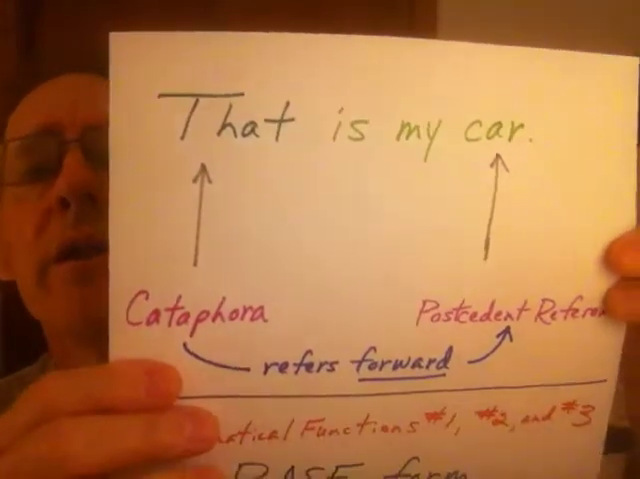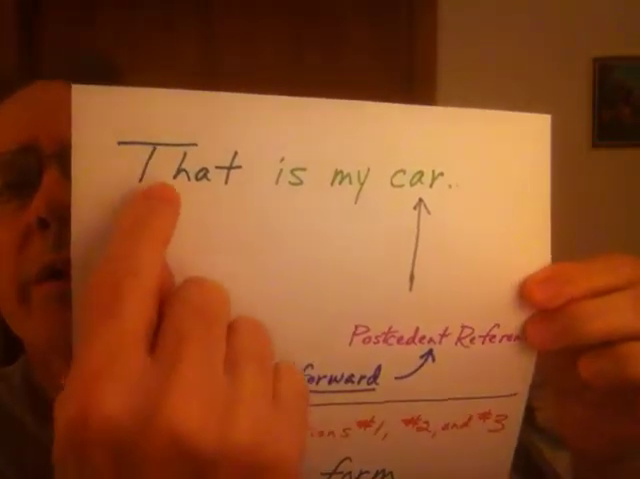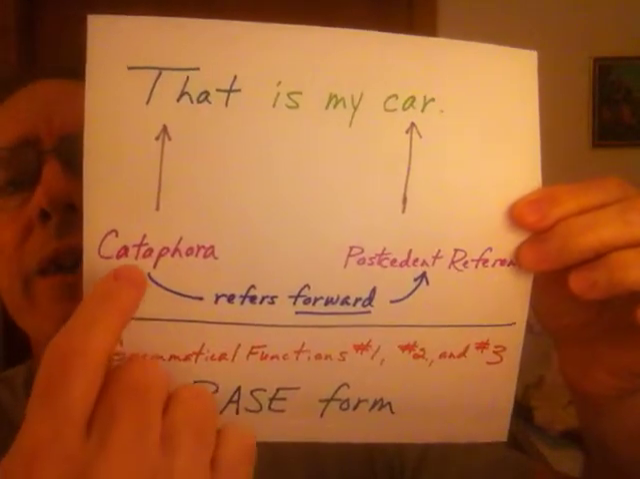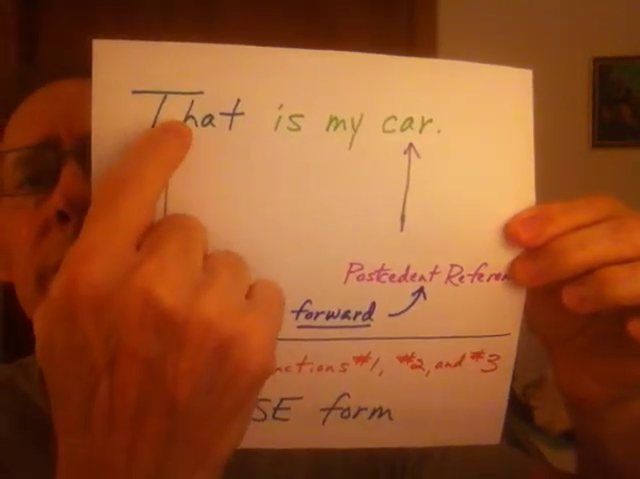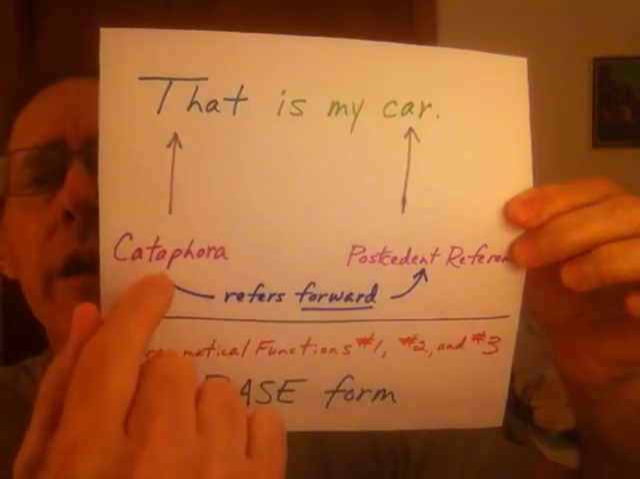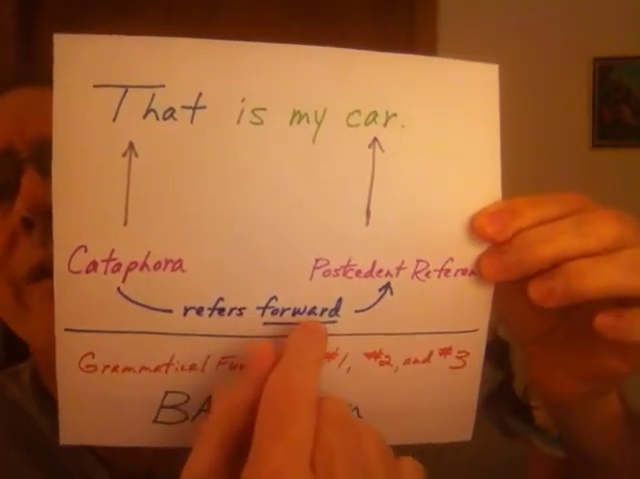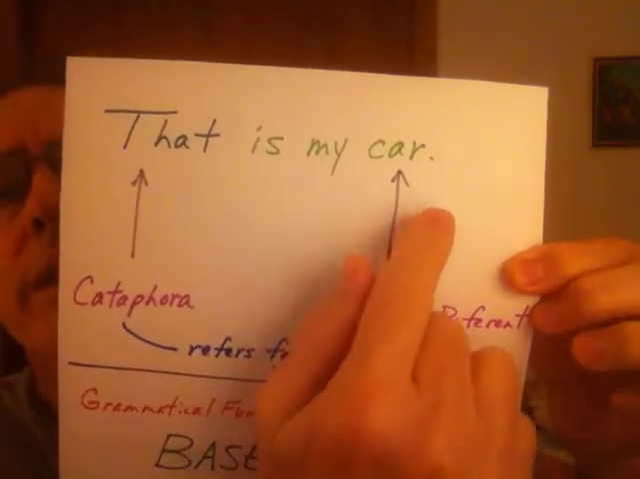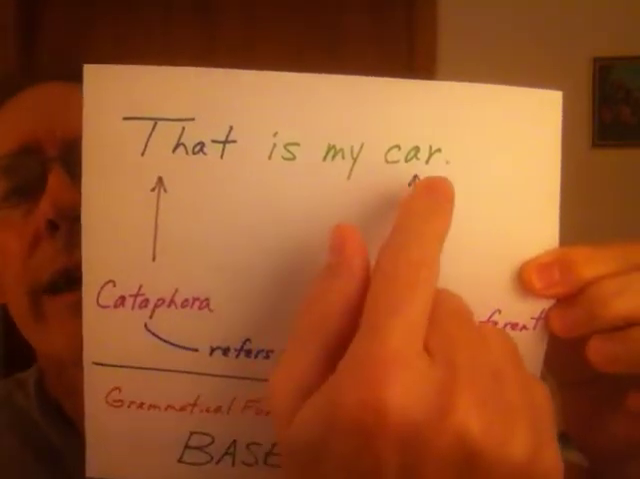But in this case, as a demonstrative pronoun, in this sentence, all right, we have it set up such that the word that comes first. That is my car. And the cataphora, that functioning as the cataphora, refers forward to the postcedent referent. Post meaning coming later, after that. All right? And that's about it.